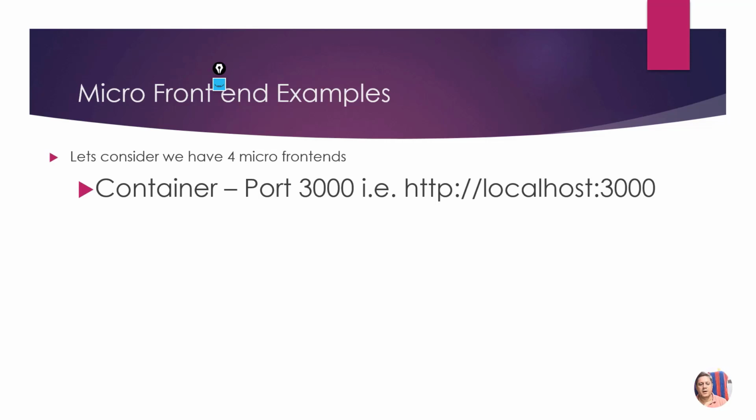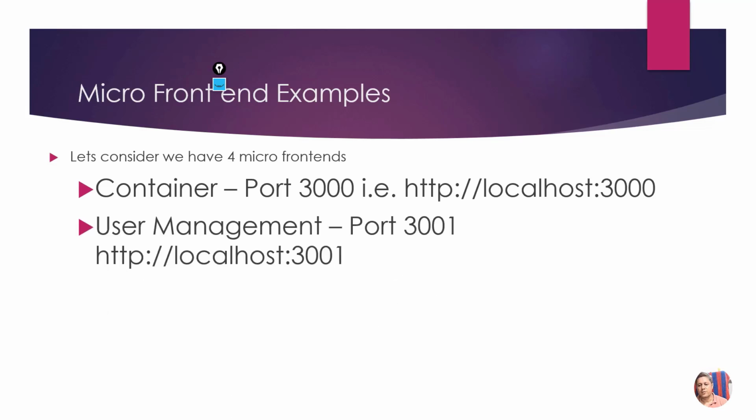Now, I'm giving one example of how we can implement it. Let's consider that we have 4 micro frontends, out of which one is a container. That means the host. So the host is running on port 3000 on your local system. As I am talking about a React.js application, I will talk in that context only mostly.